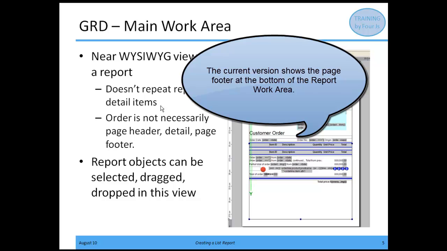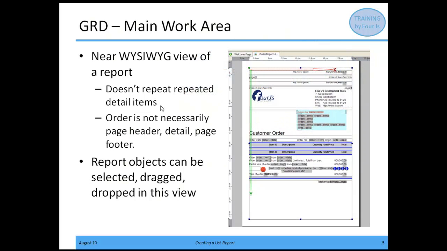Because of some of the rules of Genero Report Writer, it's necessary for the page header and page footer to appear at the top of our WYSIWYG style view, and then the detail to appear at the bottom. Now, report objects can be selected, dragged, and dropped in this view, so it does provide a working area for you to then go and format and rearrange your report.